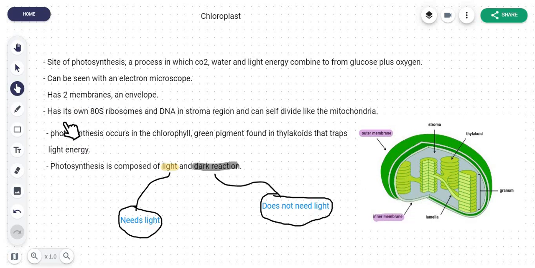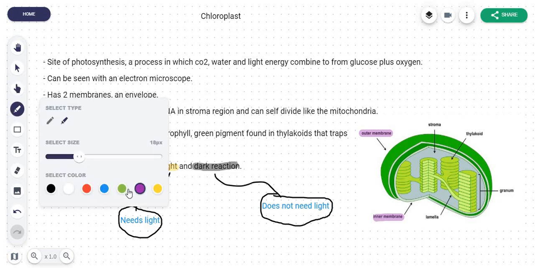One other key important thing to understand here that always comes in your MCQs, all the time, even in paper 2. Just like the mitochondria, this guy here has its own protein making factory, 70S ribosomes, and also has a free naked circular DNA. When I say naked, what I mean is that it's not in a nucleus, it's just freely lying in the stroma region. And due to having its own DNA, it can self-divide, just like the mitochondria.